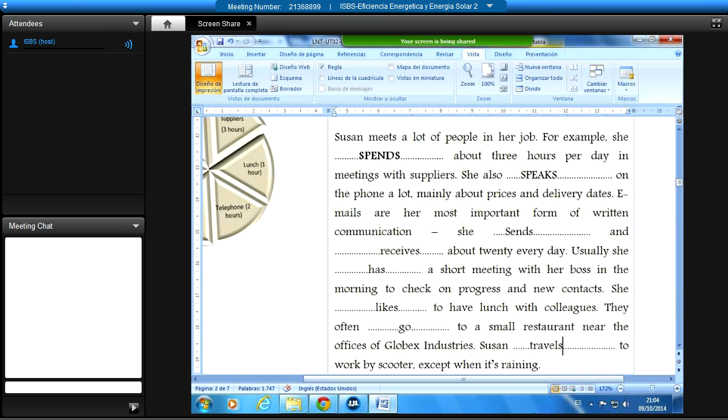I walk. How do you go to work? How do you go to the office? I walk. I travel in my car. I drive. I drive to the office every day. I drive to the office every morning.